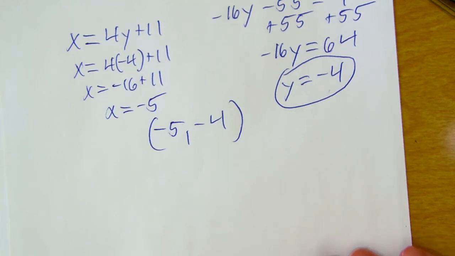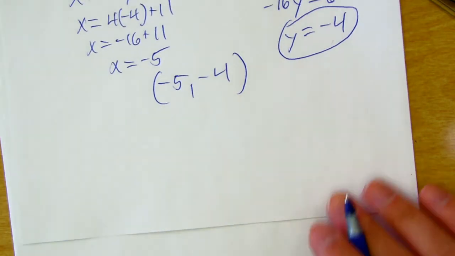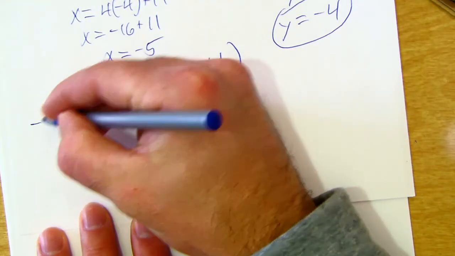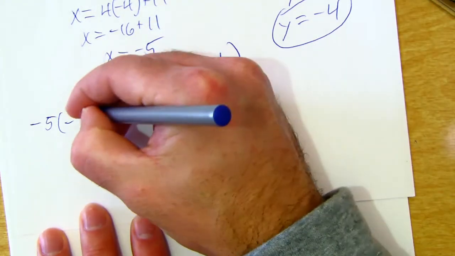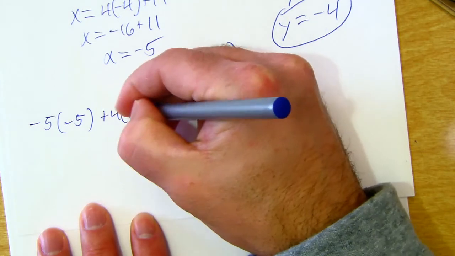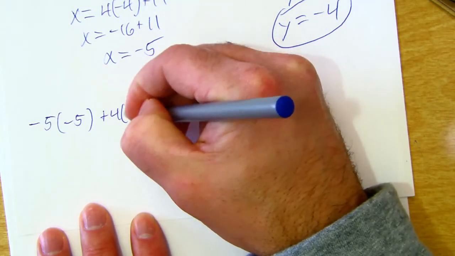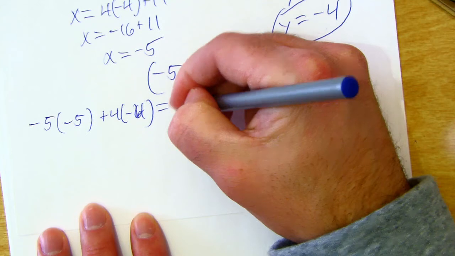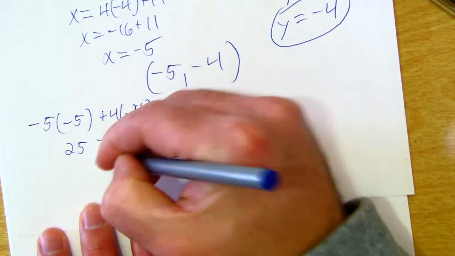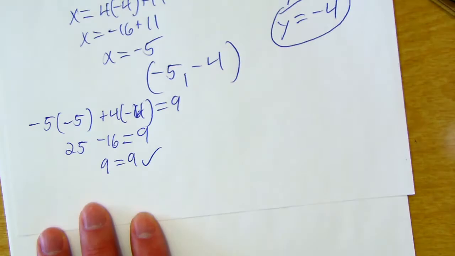All right, as always, if you want, you can go back and check your answers. You don't have to, but it's always a good idea. So if you go back in the first equation, you're going to have negative 5 times negative 5 plus 4 times negative 4 equals 9. So that's going to be 25 minus 16 equals 9. So you get 9 equals 9, so that's good.